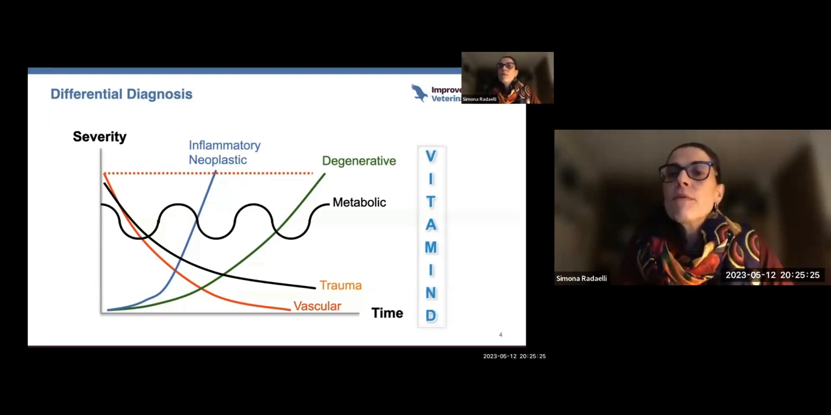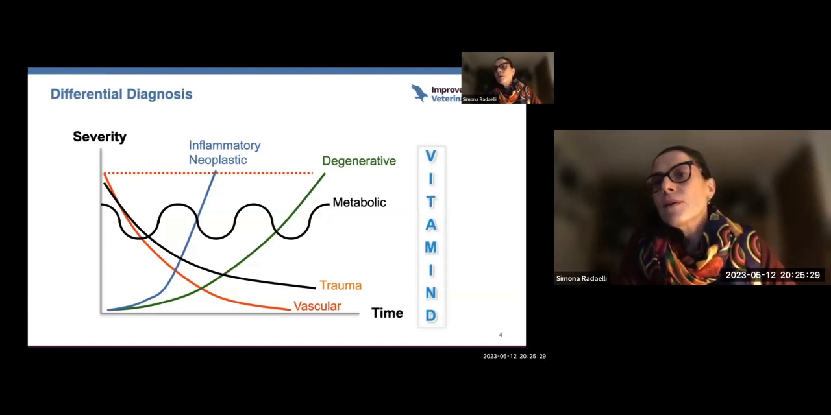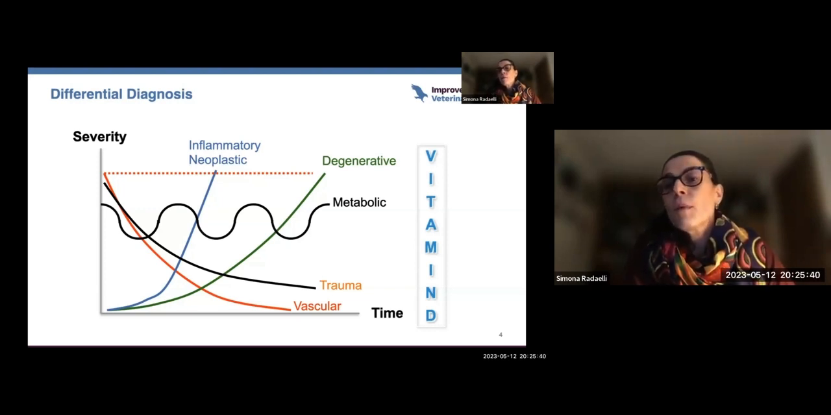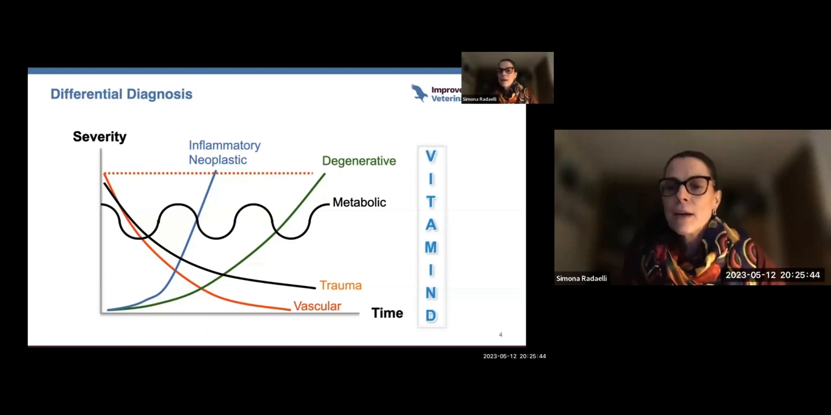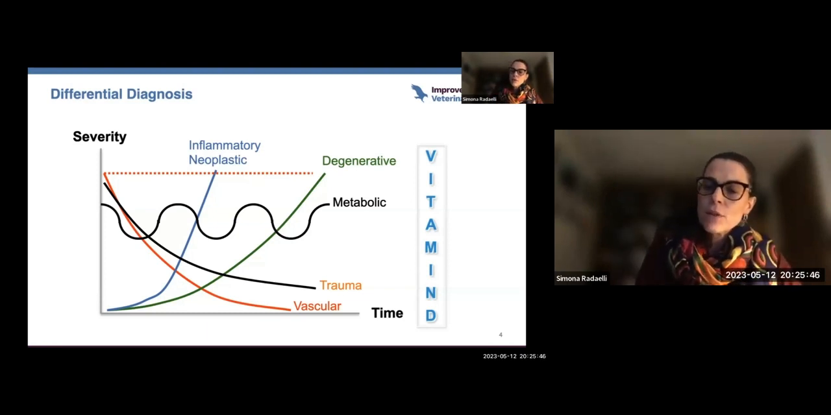We use the acronym VITAMIN D as well in neurology to remind us of the big group of diseases. So V for vascular, I for inflammatory, infectious, T for traumatic, A for anomaly, M for metabolic, I again for idiopathic, N for neoplastic, and D for degenerative.